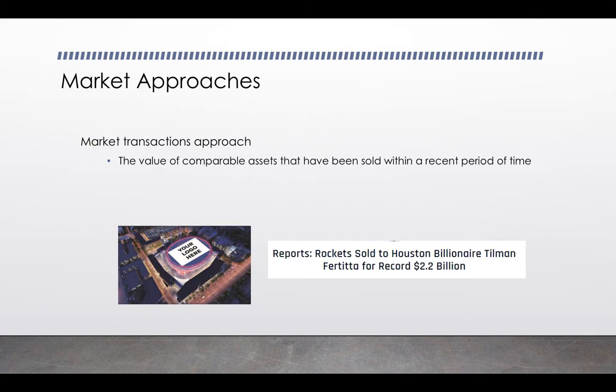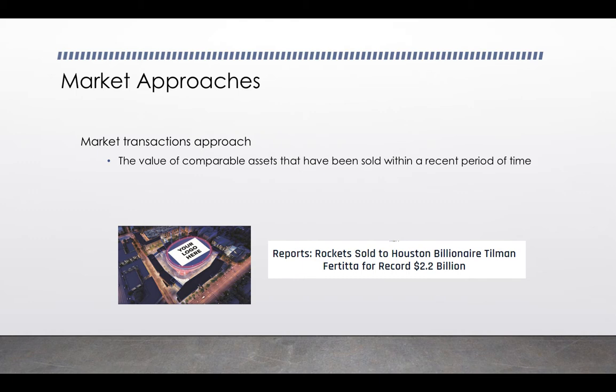Okay, so market approach to valuation. You can see here, essentially this is the most commonly used measure for valuing professional sport franchises. You can see here we're looking at the value of comparable assets that have been sold within a recent time period. Now this is the market transaction approach. There are other different market approaches that one could use, but the market transactions approach is the one that's most commonly used to value professional sport franchises.